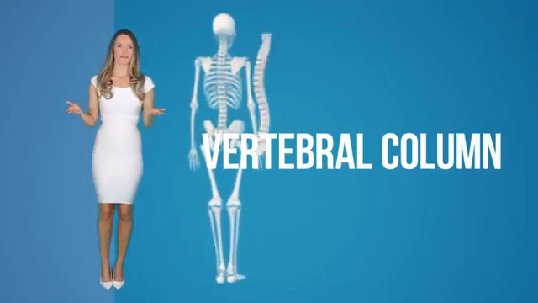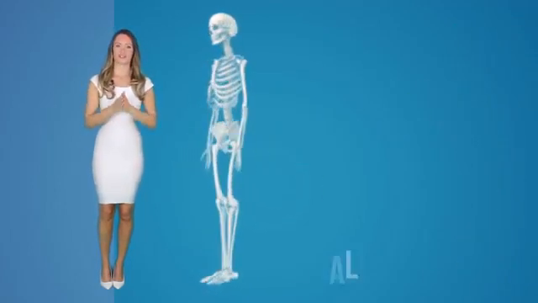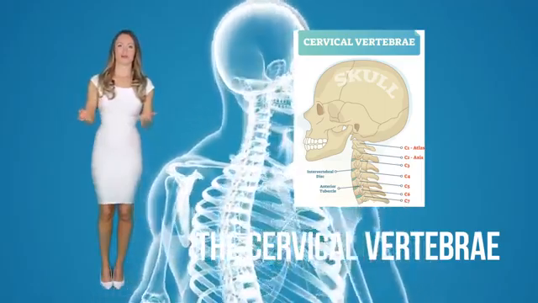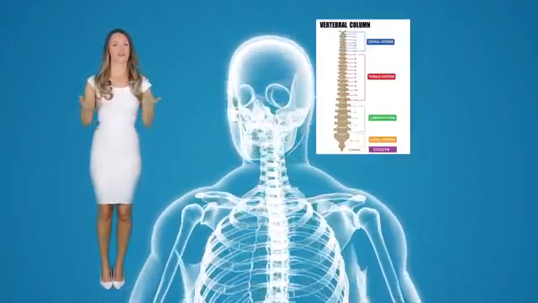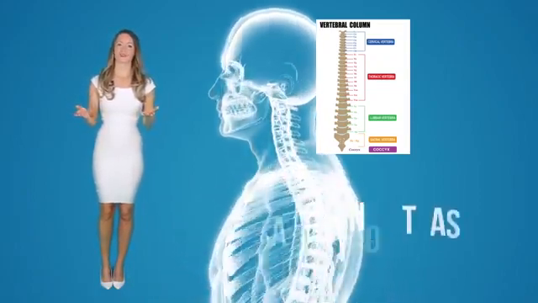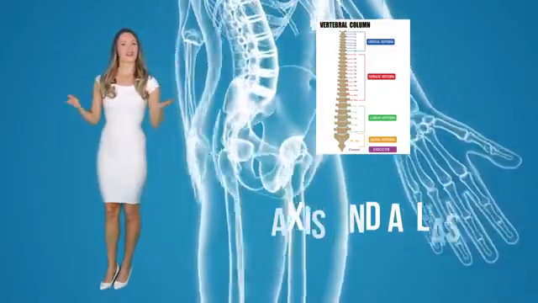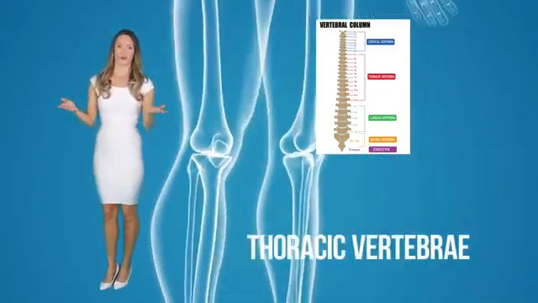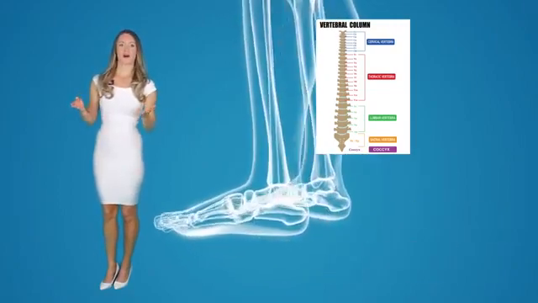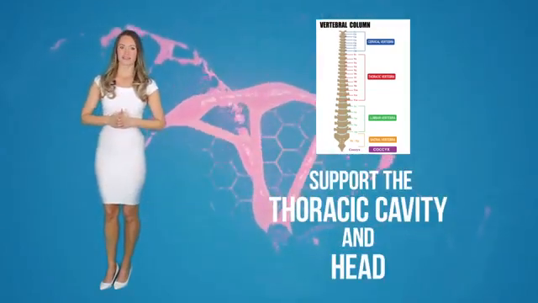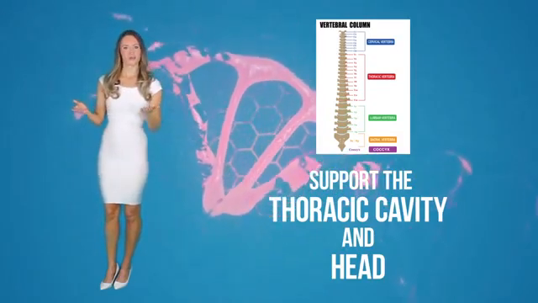The vertebral column is the last component of the axial skeleton, and it is divided into the cervical vertebrae, which is the first part of the vertebral column, and it consists of 7 bones called vertebrae. The first 2 of these bones are called the axis and the atlas. They support the head. Thoracic vertebrae are the second vertebrae, and they represent the thoracic region of the chest. They are 12, and they support the thoracic cavity, the head, and they also house the nerves that innervate the upper region.